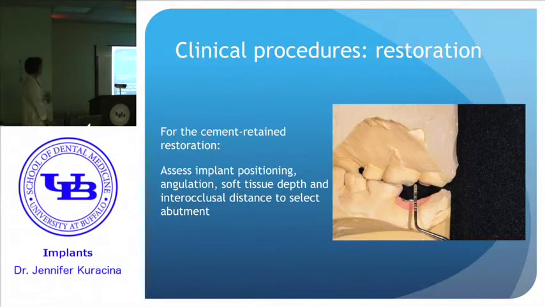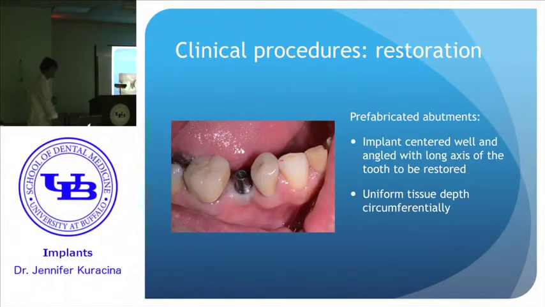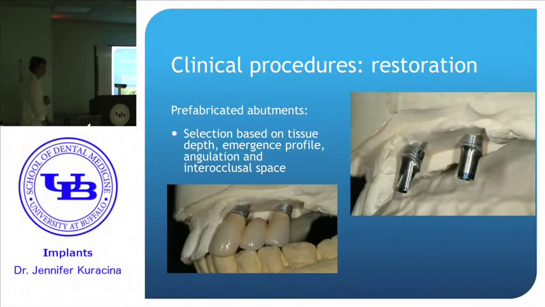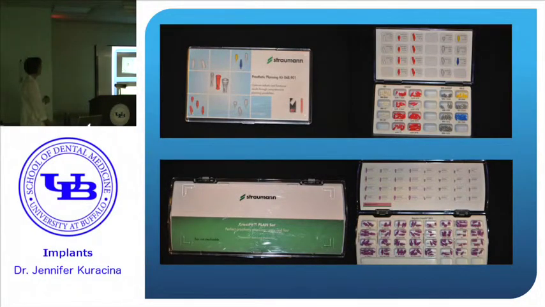So for a cement retained restoration, you need to consider how much interocclusal space you have, how much soft tissue depth you have, angulation, whether it's centered. Prefabricated abutments are best when the implant is centered well within the space, and you have a uniform tissue depth all the way around. And again, you're going to base your selection on tissue depth, Burgess profile, angulation, and interocclusal space at varying axial wall heights.